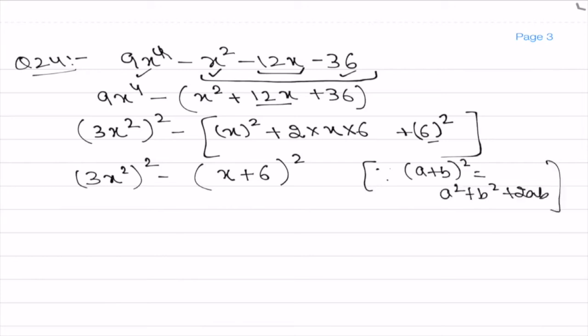Now see, again we have got the difference of two squares, that is equals to 3x square plus x plus 6 into 3x square minus x minus 6. Why it's minus? Because here it's minus, that's why the signs have changed. So these two are the factors of the given expression.